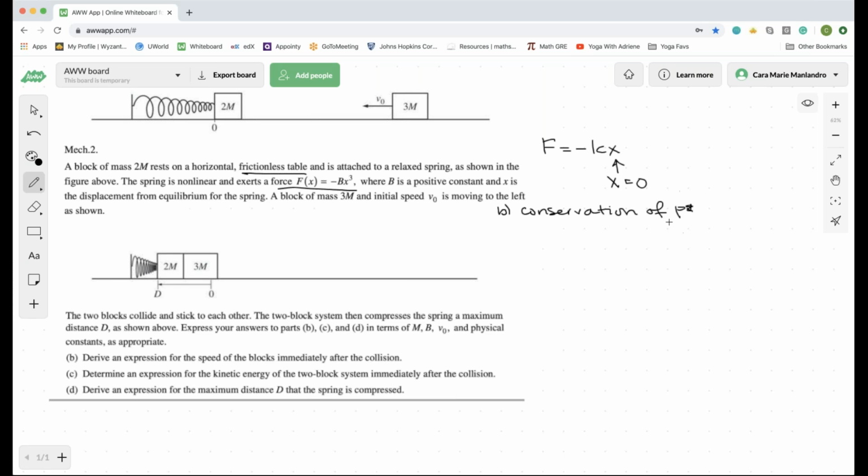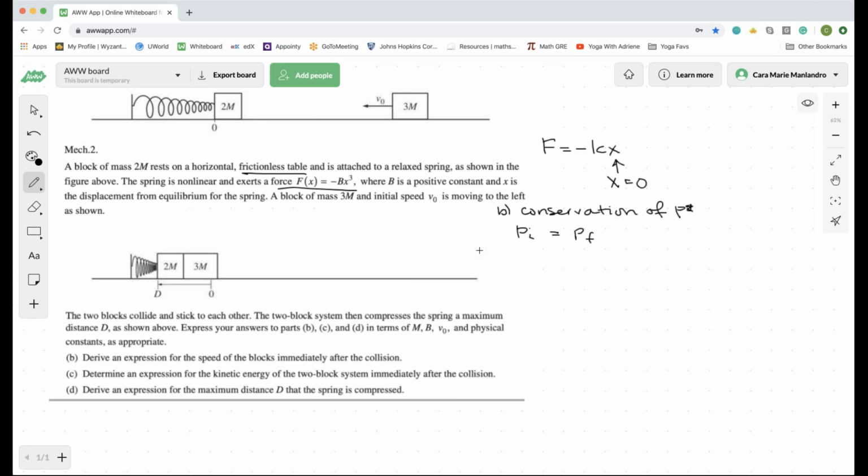Remember that momentum is conserved in all cases, both elastic and inelastic collisions. But for elastic collisions you have conservation of kinetic energy, and for inelastic collisions you do not. This one's inelastic, so we don't have the kinetic energy to play with. So we want to figure out the initial momentum and set it equal to the final momentum.